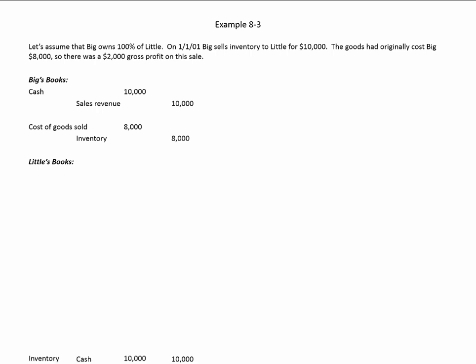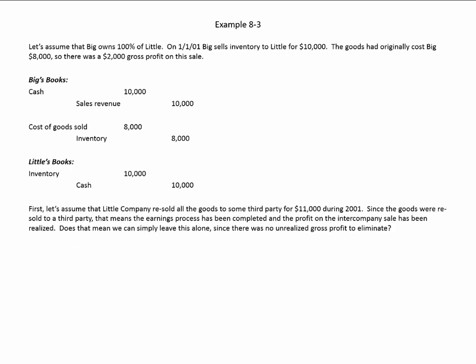On Little's books, they record the purchase of this merchandise for $10,000. And so again, we see that the inventory has been inflated or written up by that $2,000 gross profit. The true cost of the goods was $8,000, and it is currently sitting on Little's books at $10,000. So we've got this inflated inventory value that's messing up our accounting system.